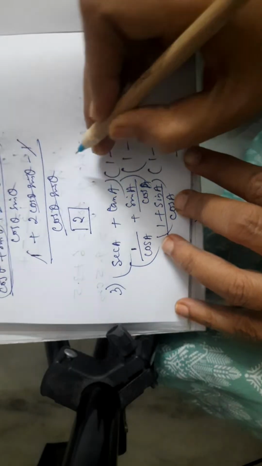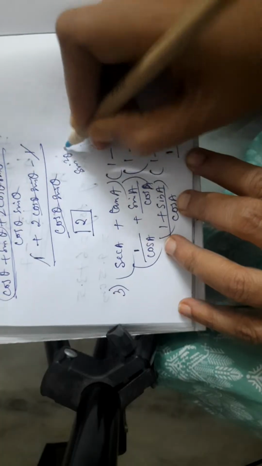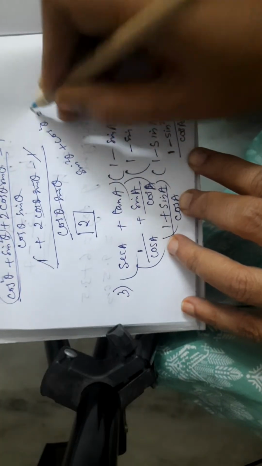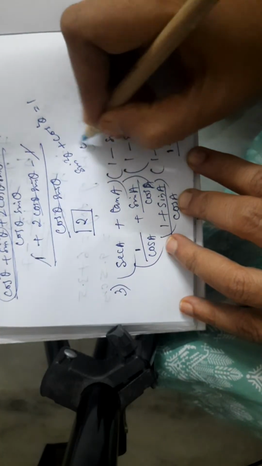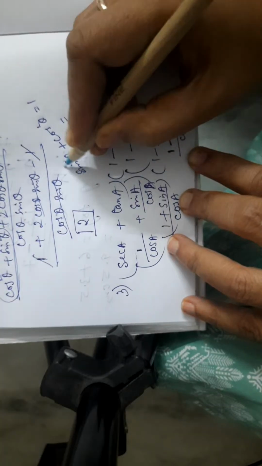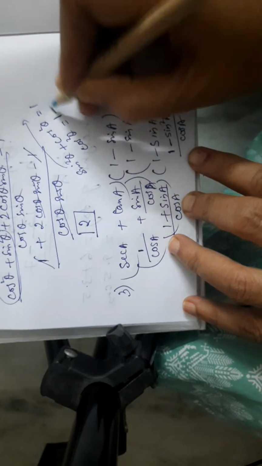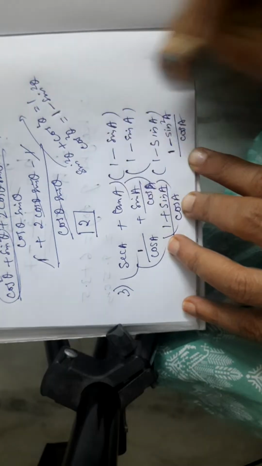अभी जो हमारा पहला आइडेंटिटी था sin square theta plus cos square theta is 1. अगर हम cos square theta का वैल्यू फाइंड करें तो sin उधर शिफ्ट हो जाएगा, 1 minus sin square theta.